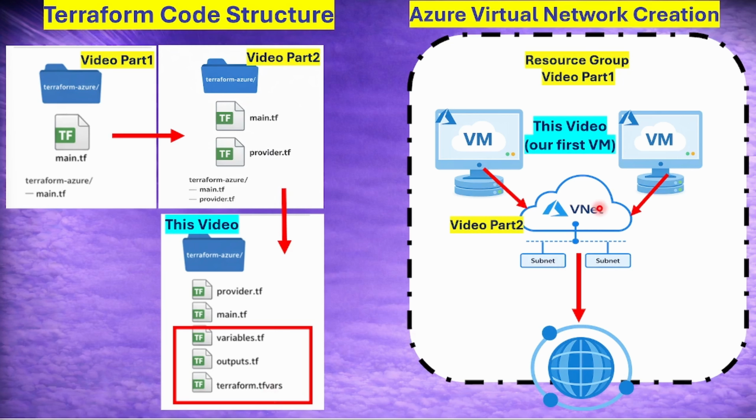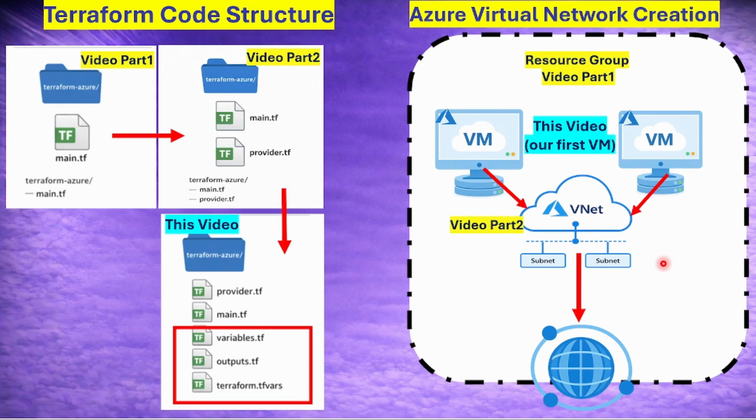Let's move to the right side, the infrastructure view. We already have the foundation and network in place. In this video, we're adding the compute layer and our first virtual machine. Notice something important. We're not recreating existing resources. Instead, we reuse the infrastructure and deploy the VM into the existing subnet and resource group. So this reflects the layered infrastructure design: foundation, networking, then compute, with clear dependencies between each layer.